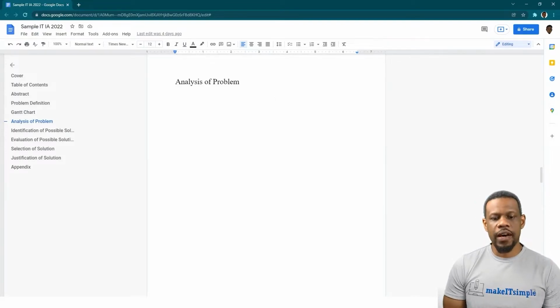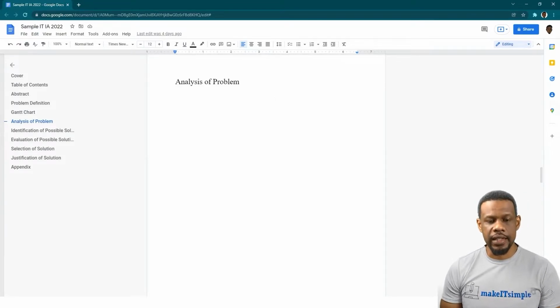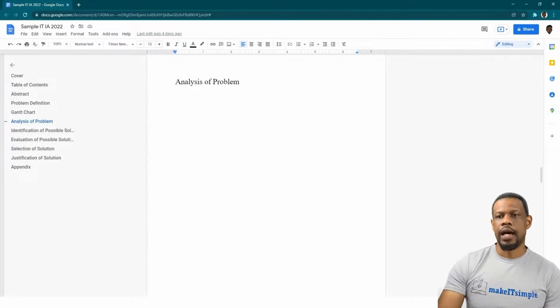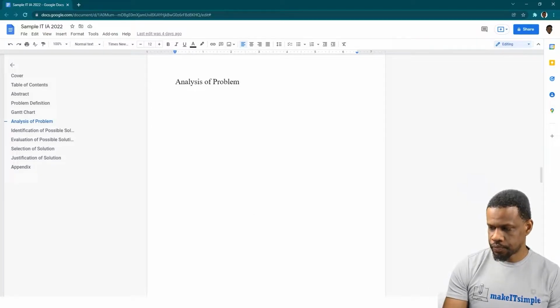This is where you have to use the fact-finding techniques that are necessary. And the fact-finding techniques are given by the syllabus. The 4 fact-finding techniques that you can use.